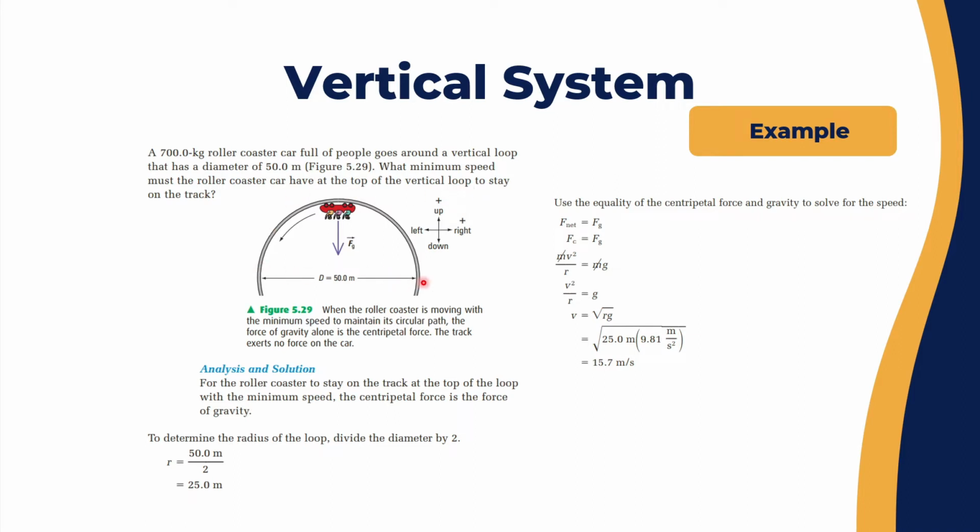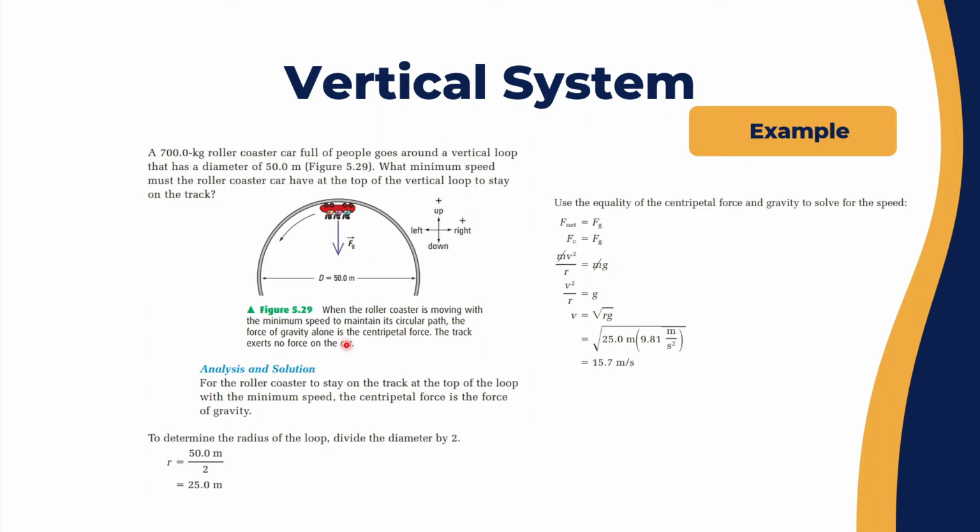So diameter is 50 meters. We care about radius. That means 50 over 2. So when the roller coaster is moving with the minimum speed to maintain its circular path, the force of gravity alone is the centripetal force. The track exerts no force on the car in this case.